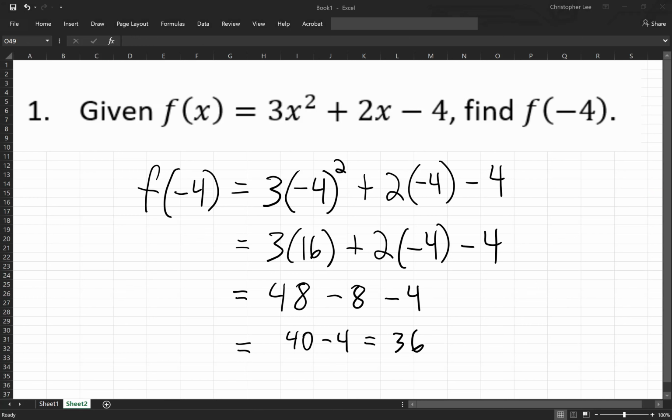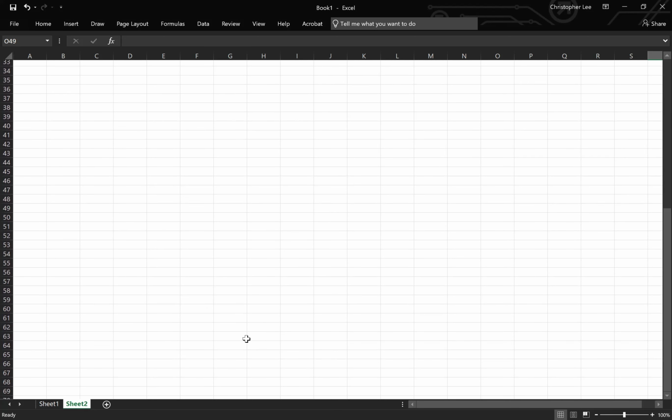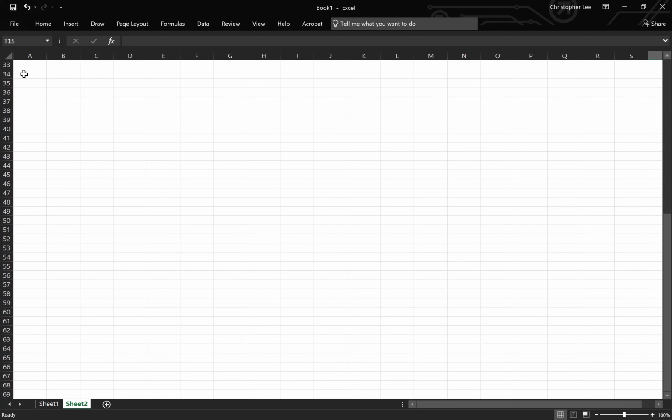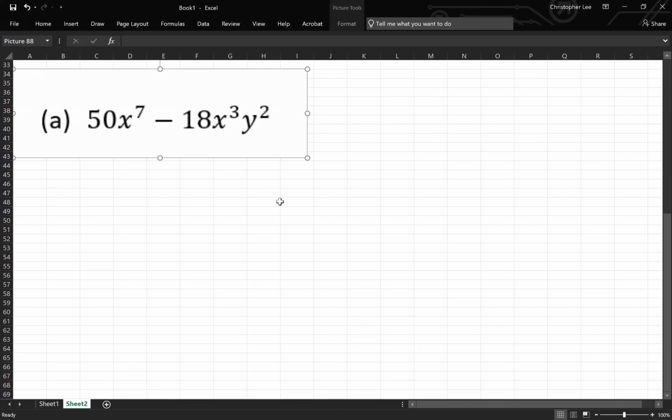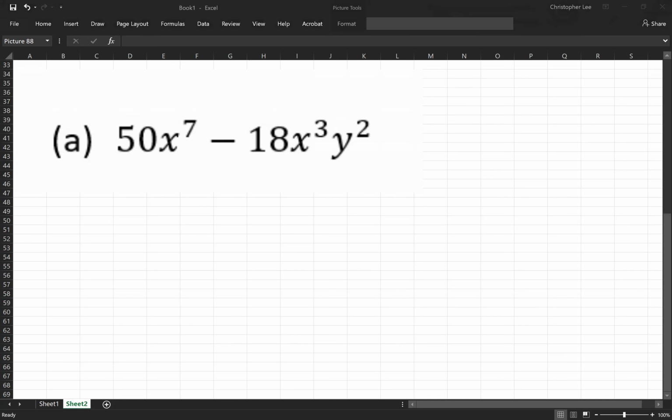All right, this next question, question 2, the instructions for it tell you to factor completely. What that could mean is that there's multiple types of factoring that could be done here. So I want the complete factor. Let me give y'all a minute to try that while I do something real quick on my end.